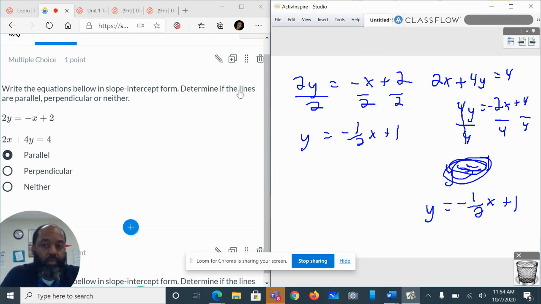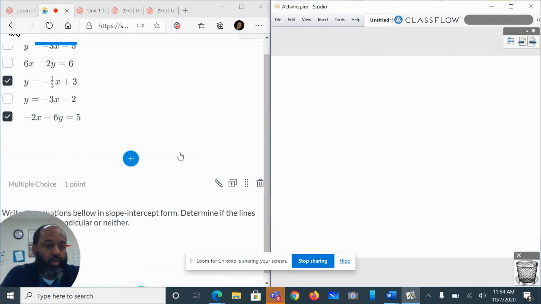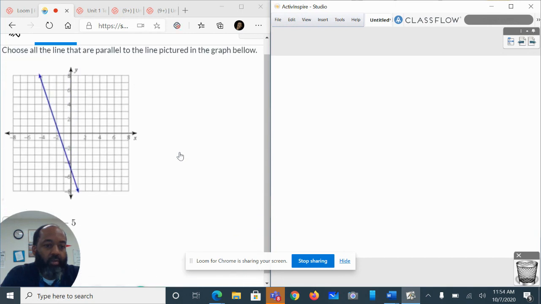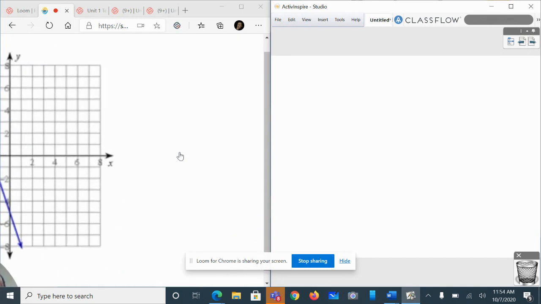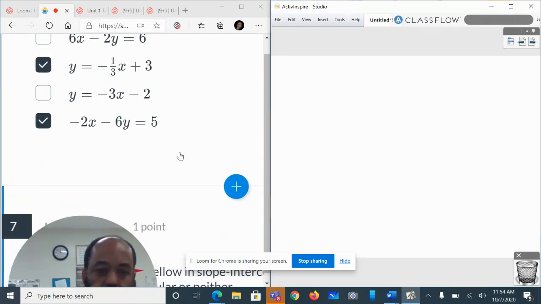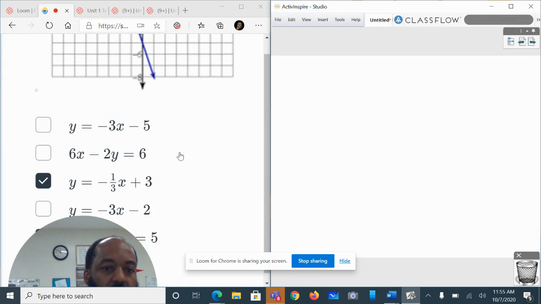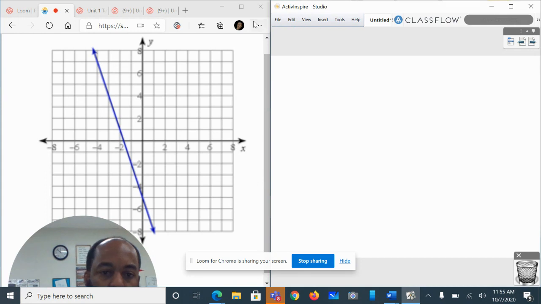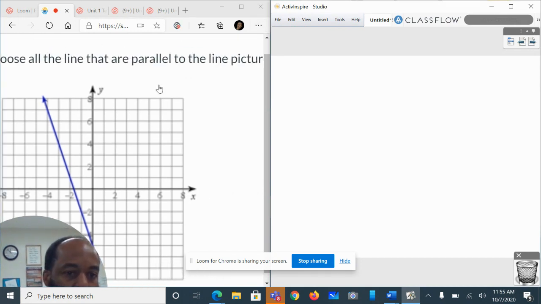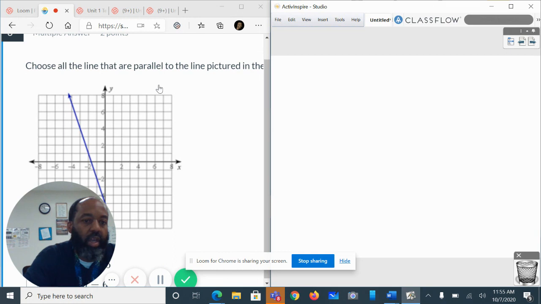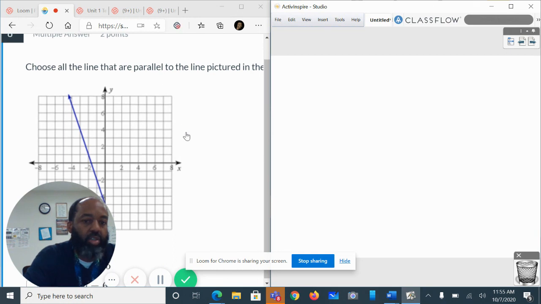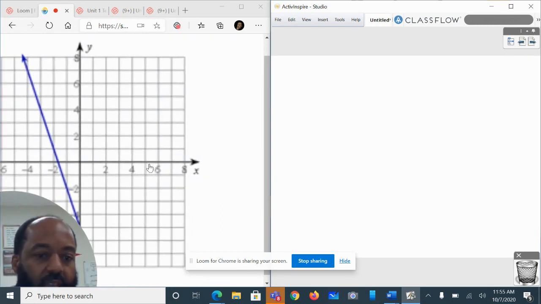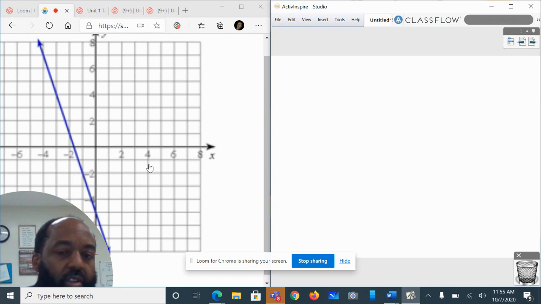All right. And we're here. This is the one that's incorrect as well, just to let you know. But these are the answers, just so you can select them and get the right answer. Basically, what you have to do is find 2 points on here and find the slope. It says choose all the lines that are parallel to the line pictured in the graph. Basically, you find the slope of that line, and then find the other equations that have the same slope if it was parallel.